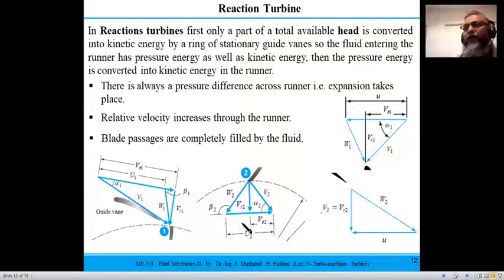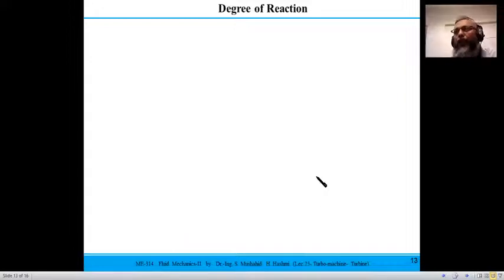Unlike an impulse turbine, where blade passages are not completely filled, here the blade passages of the runner are such that they are completely filled by the fluid. Okay, so now we are in a position to see the concept of degree of reaction.